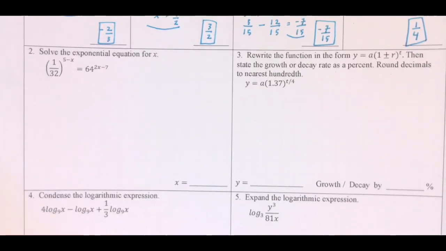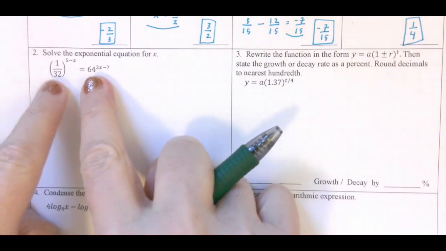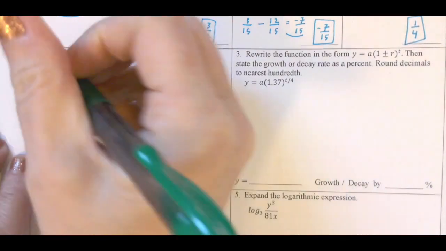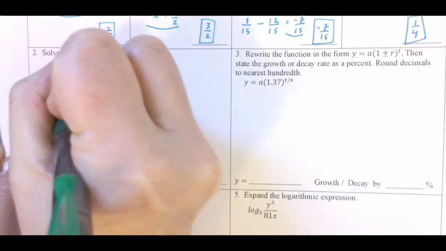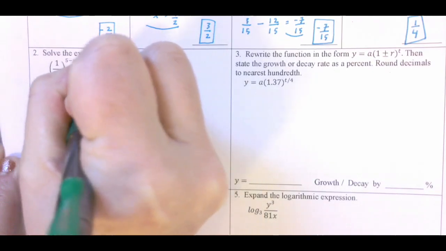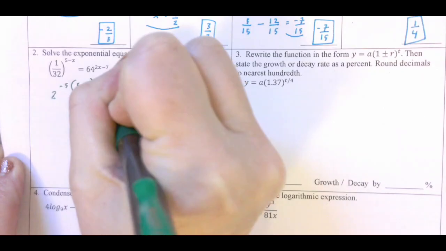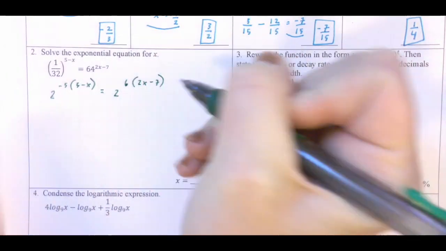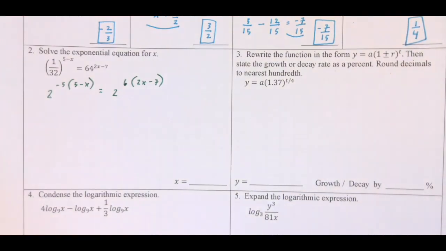So staring at this one, the first thing that I notice is that my bases can be powers of the same thing. I can make them both powers of 2. So 1/32 is 2 to the -5th. 64 is 2 to the 6th power. So I'm going to go ahead and rewrite that. 2 to the -5th power times 5 minus x, that's already there. Here 2 to the 6th power times 2x minus 7, that's already there. So again, once I get my bases to match, their exponents match too.